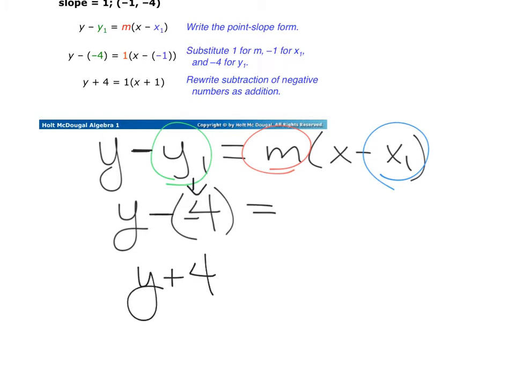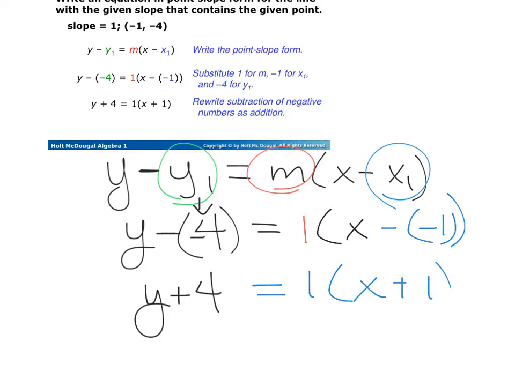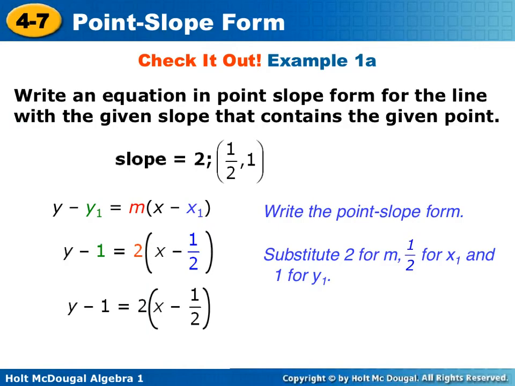Over here, my m is 1, and then my x1 is -1. And again, negative. So it's going to turn into 1, x plus 1. Point slope, and you're done. So whenever there's a negative number in your ordered pair, it's going to make that negative sign turn plus or positive. Good so far? All right, let's see what's next.